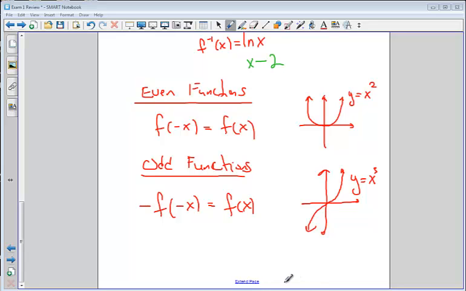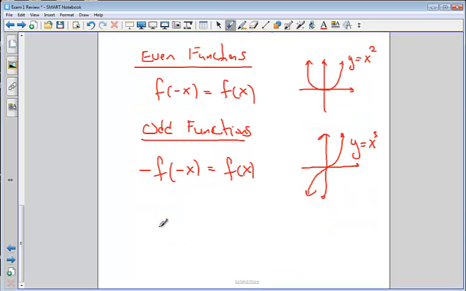Now we can do all kinds of things with these, like we can make up a function like f of x equals, let's say, absolute value of x divided by x. And we can ask this question, is it even or odd? Or is it neither? Most functions are neither even nor odd. And the way we do this is we test it. So you can plug in f of negative x and see what happens.